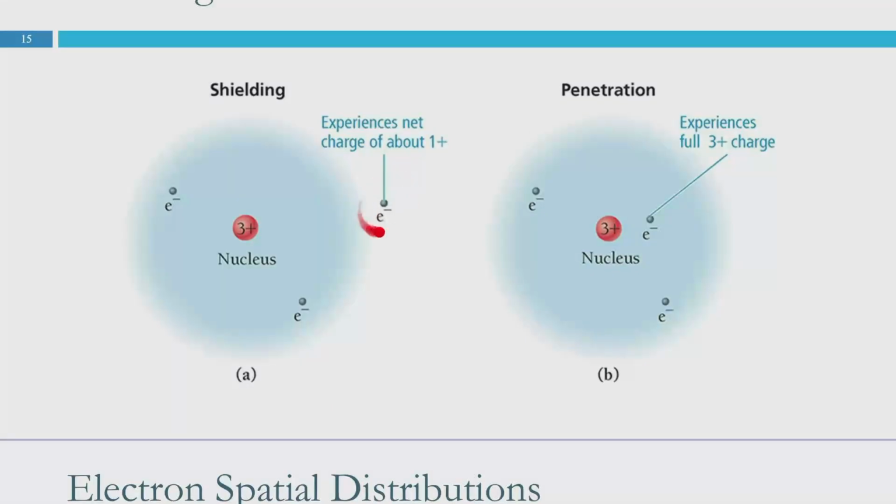So for shielding, an electron that's outside experiences a net charge of +1. If it's inside of that energy field, then it experiences the full 3+ charge. So this is what I was talking about on the previous slide with my little diagram. It's inside of these 2 electrons, and so it's not shielded. These electrons aren't blocking or canceling out the positive charge from our protons.